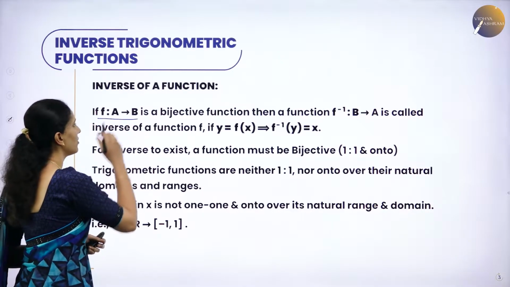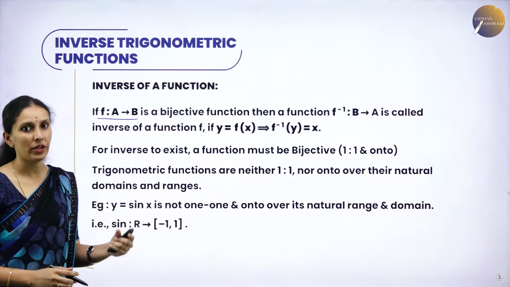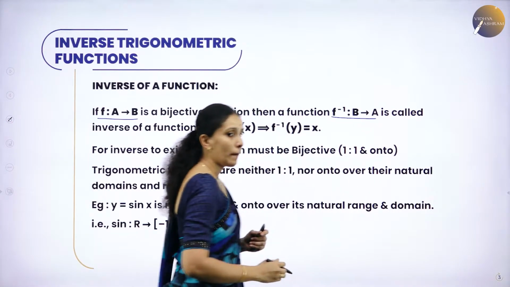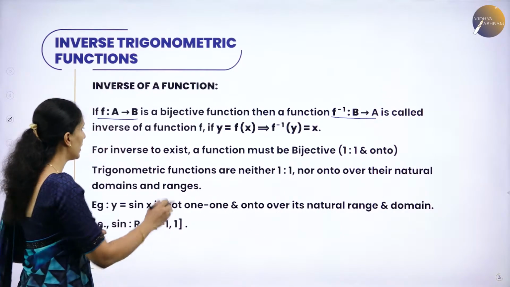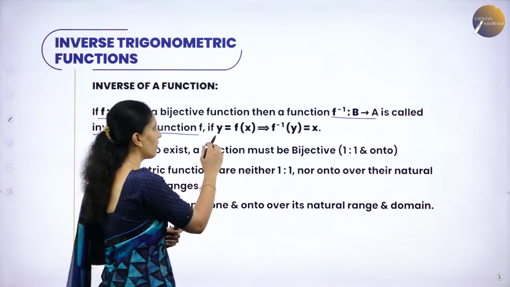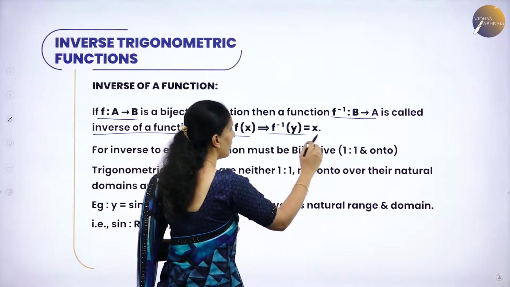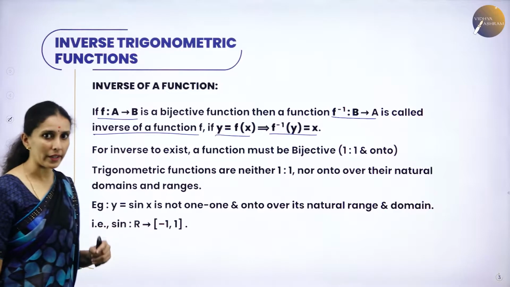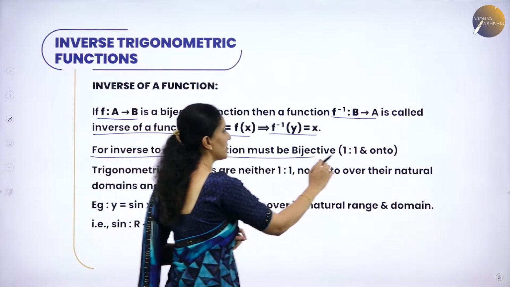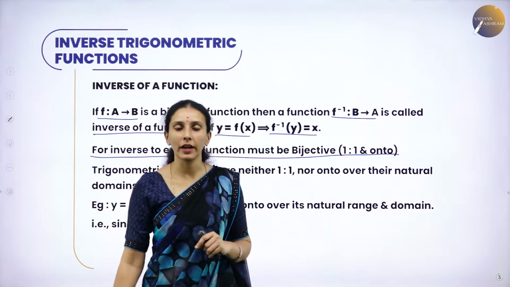Suppose f is a function from A to B and is a bijective function. Then the function f inverse from B to A is called the inverse of the function, and suppose if y is equal to f of x, then we write f inverse of y is equal to x. Also note that for the inverse to exist, a function must be bijective, that is, one-one and onto.